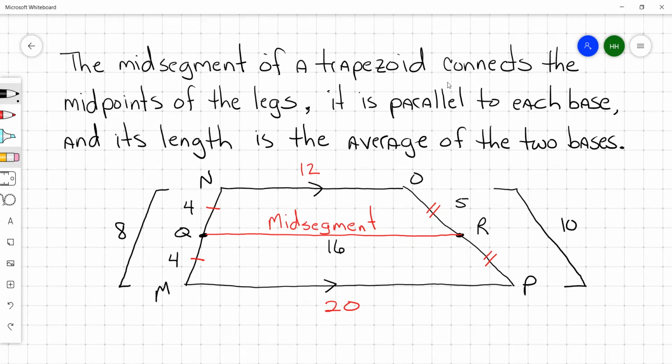All right, so you're going to use those rules today and try to apply them to some practice problems related to trapezoids.